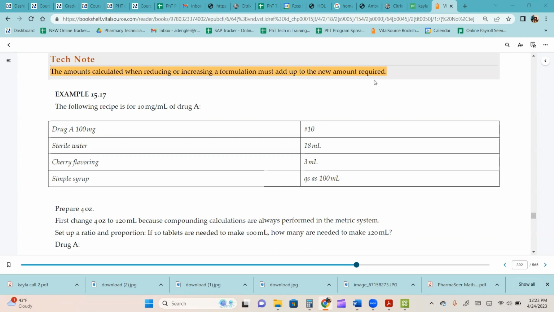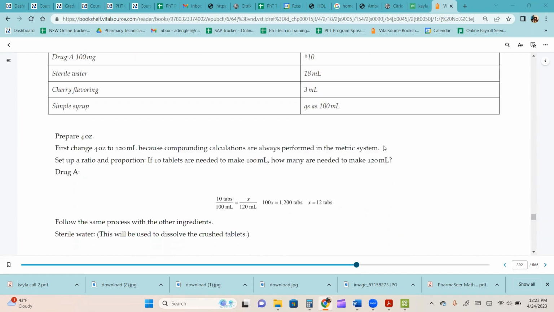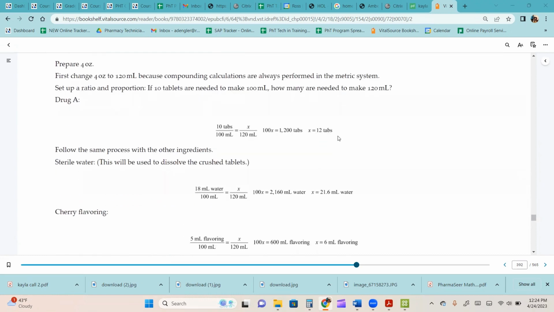Remember, we would use the conversion factor 1 ounce is equal to 30 ml to figure that out, because compounding calculations are always performed in the metric system. So we're going to set up ratio and proportions just like we've been doing. For drug A, if we need 10 tabs out of 100 ml is equal to X out of 120 ml, you'll do just exactly like you've been doing. 100X is equal to 10 times 120, which is going to give you 1,200. You solve for X, you'll have 12.